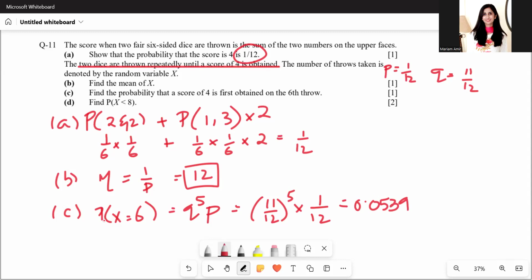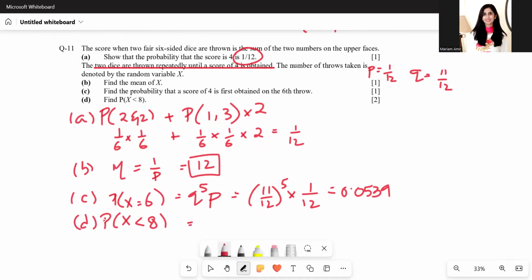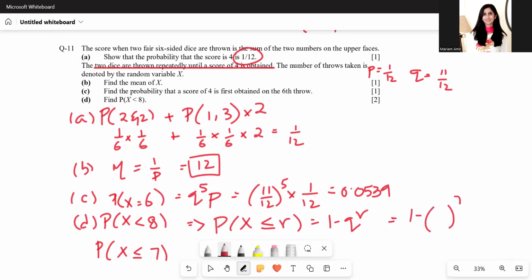Then this part D, probability X is less than 8. The formula that we would use is probability X is less than or equal to r, that is equal to 1 minus q to the power r. To change this into less than or equal to, you will have to reduce 8 by 1. That gives us 7. So our formula becomes 1 minus q power 7, which gives us 0.456.